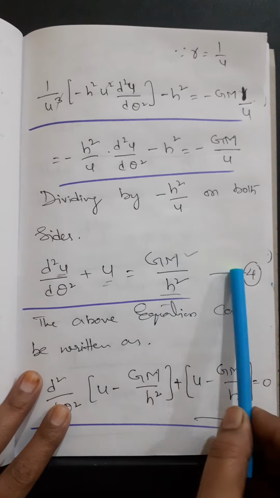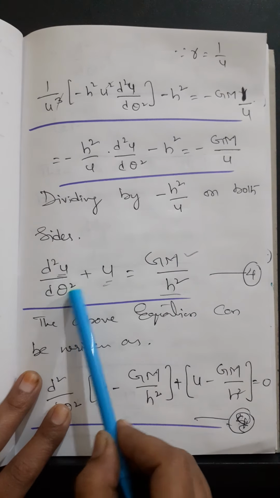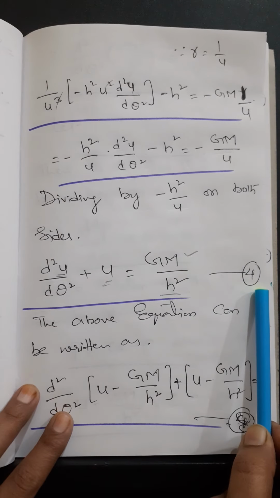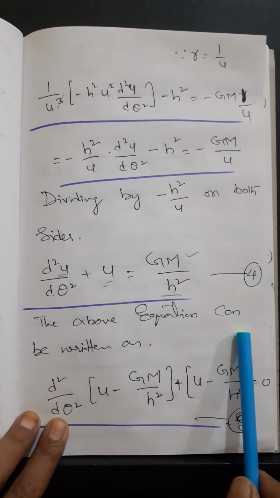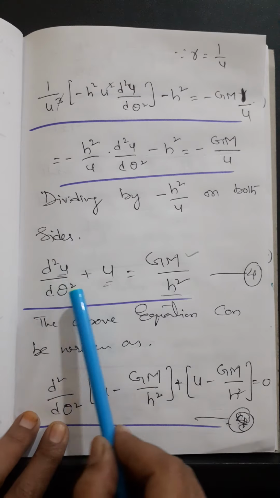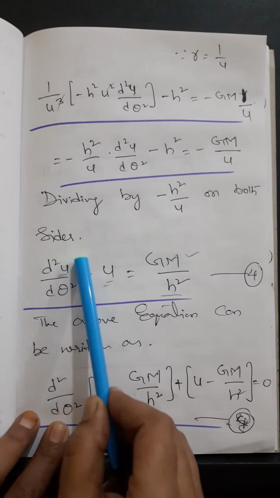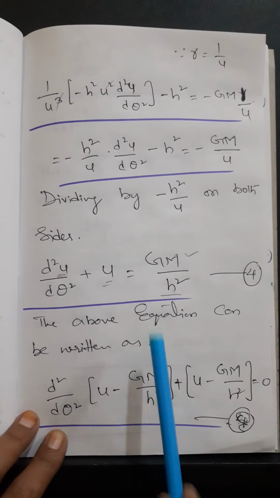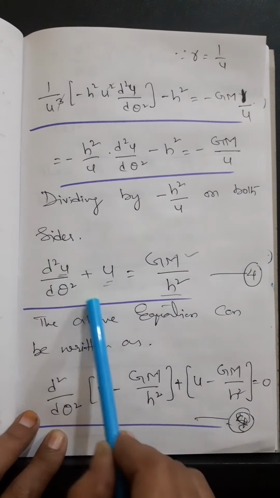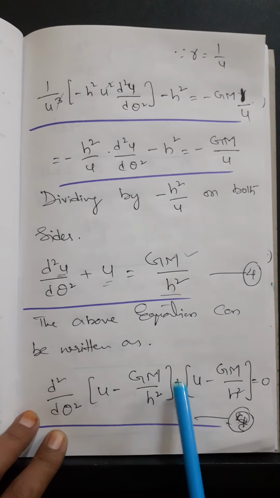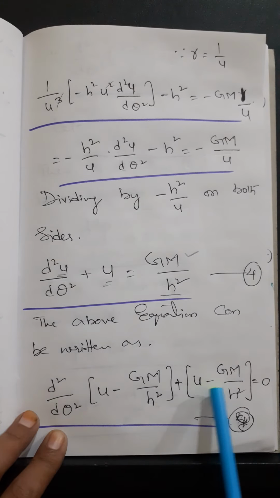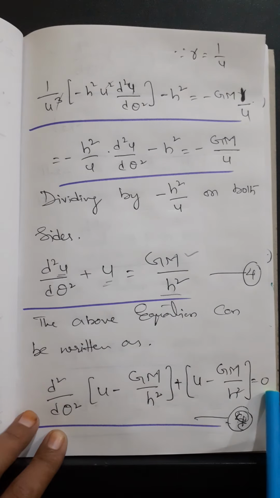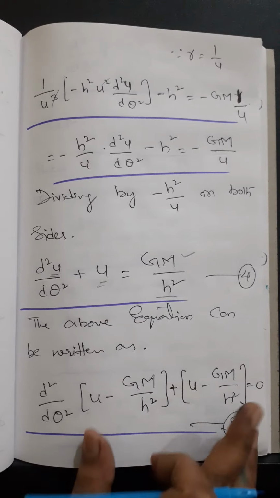When you divide this equation, we will get d square u by d theta square plus u is equal to gm by h square. Okay, let us take this as equation number 4. So the above equation can be written as d square u by d theta square, plus u minus gm by h square, this whole term, is equal to 0. So we can write this equation in this form.